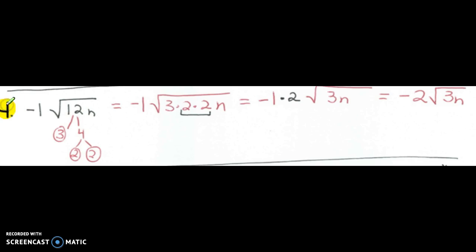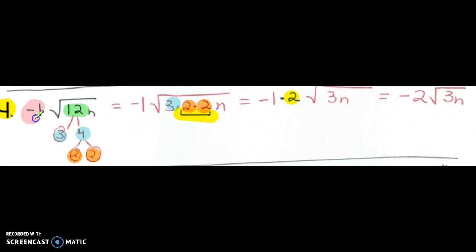Problem number 4, I am going to first factor 12. What multiplies to 12? I picked 3 times 4. That's how I got that 3 right there. And what multiplies to 4? 2 and 2. That's where I got that set of 2's. My index is 2. I'm looking for sets of 2 to come out. So that's where that 2 comes from.